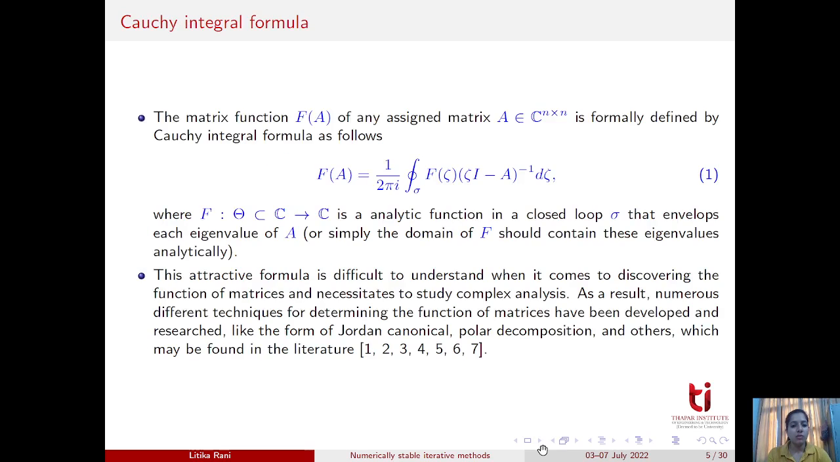The matrix function of any given matrix is formally defined by the Cauchy-Dunford formula as given in expression 1, where f is an analytic function in a closed loop sigma that envelopes each eigenvalue of A. This formula is difficult to understand when it comes to computing the matrix function and necessitates the study of complex analysis. As a result, various different techniques for determining matrix functions have been developed and researched, like the Jordan canonical form, polar decomposition, and others, which can be seen in the literature.